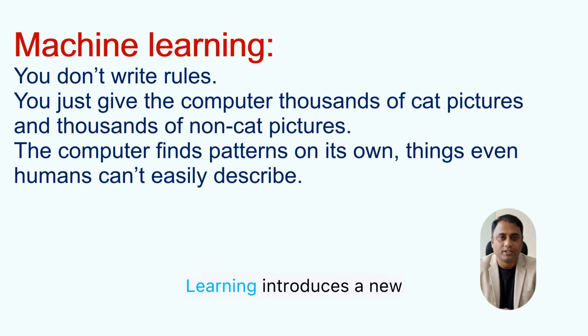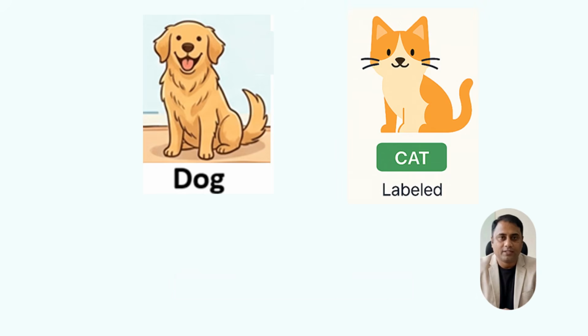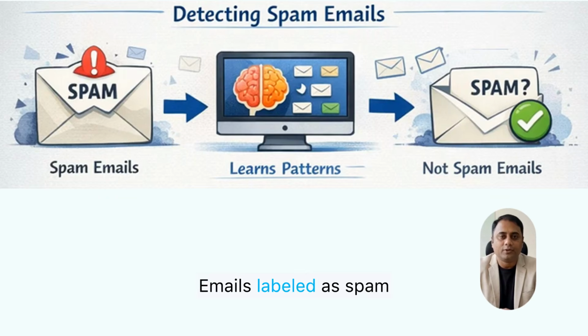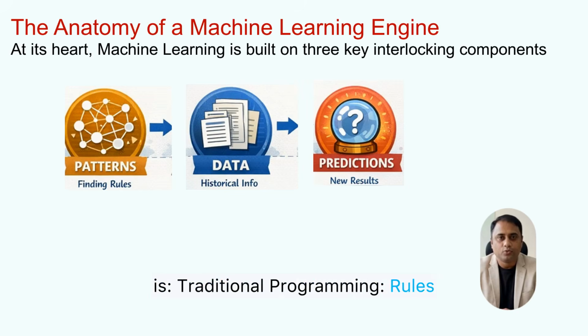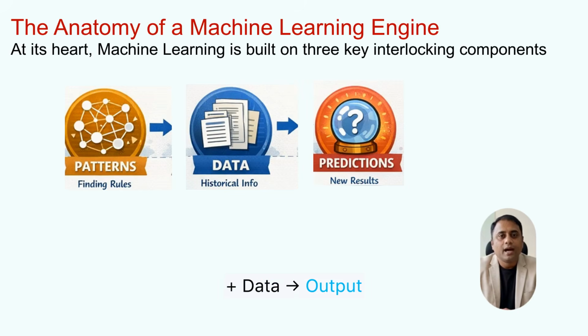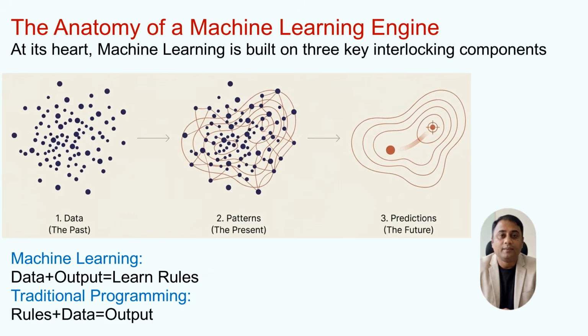This is where machine learning introduces a new paradigm. Instead of manually writing rules, we provide the system with data and correct answers. For example, images labeled as cat or dog, emails labeled as spam or not spam. The system then analyzes this data and learns the underlying patterns by itself. So the key difference is: traditional programming, rules plus data gives output; machine learning, data plus output learns rules, patterns.